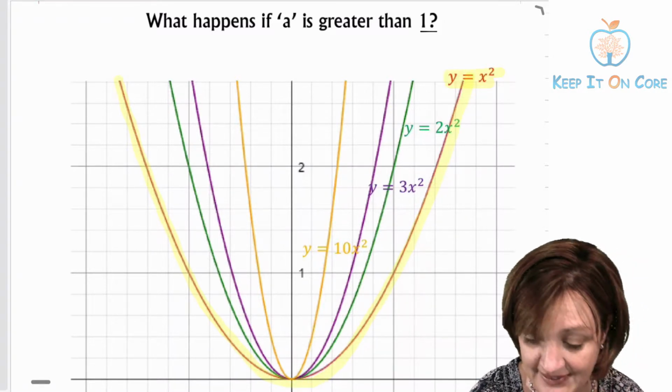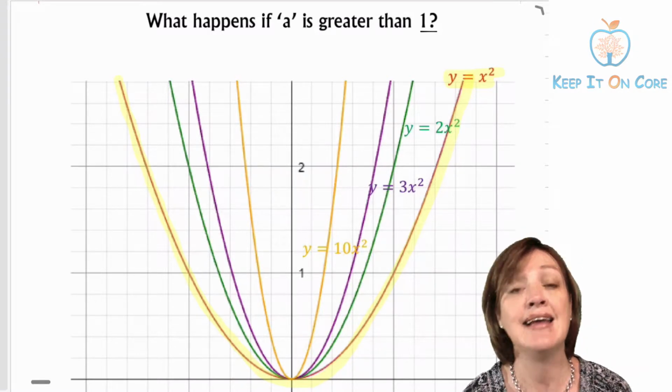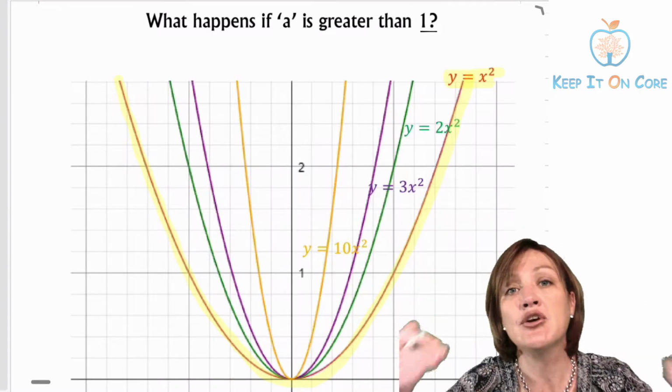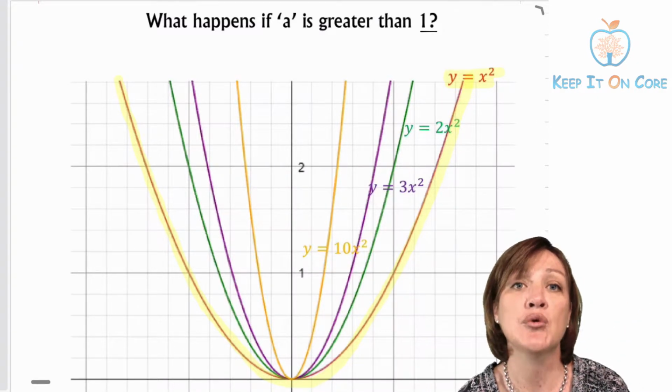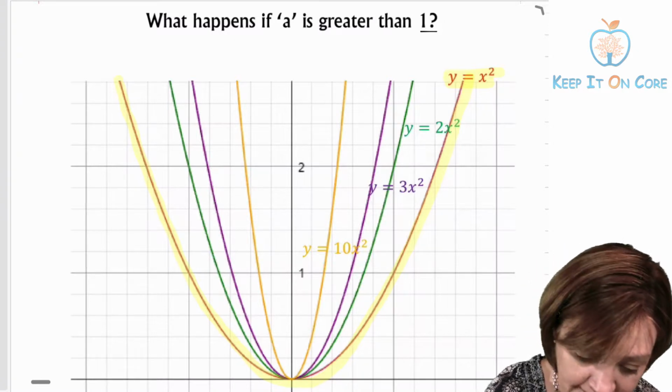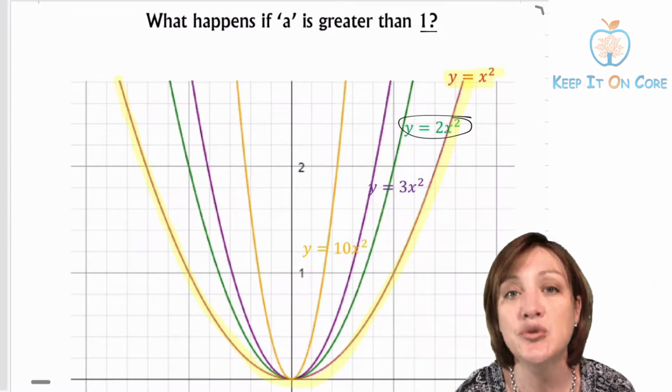And remember we said that that's as standard as the parabola can get, where a is 1. Now, if we start increasing that value of a, what happens to the shape of your graph? Well, let's increase it to the value of 2. So I'm looking at this function over here, y is equal to 2x squared.